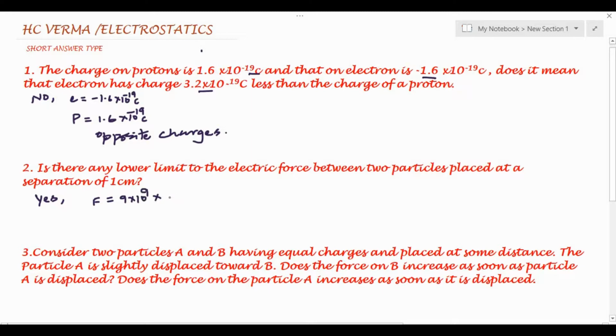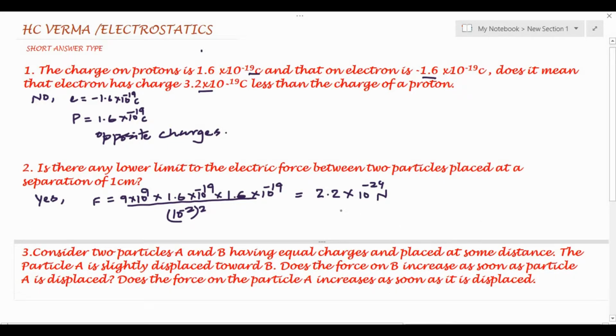9 × 10^9 into the charge of the electron, 1.6 × 10^-19, into 1.6 × 10^-19, upon 1 centimeter, which means (10^-2) whole square. When you solve it, you will get approximately 2.2 × 10^-24 newton. This is the least force between the two electrons. You should remember it in future also.